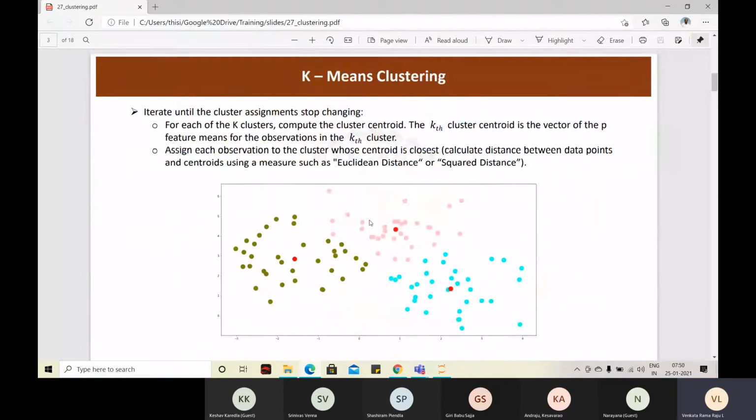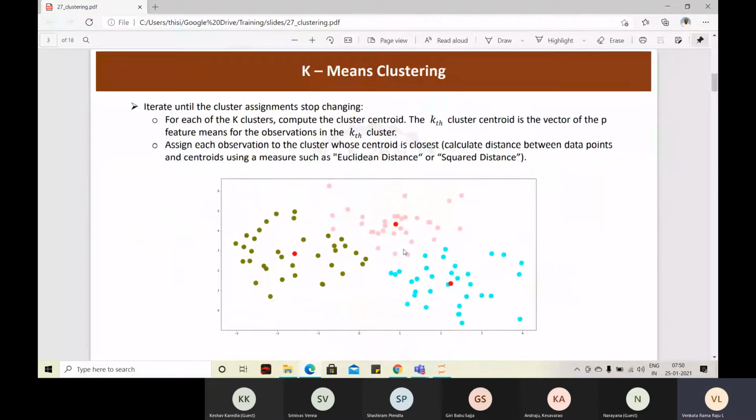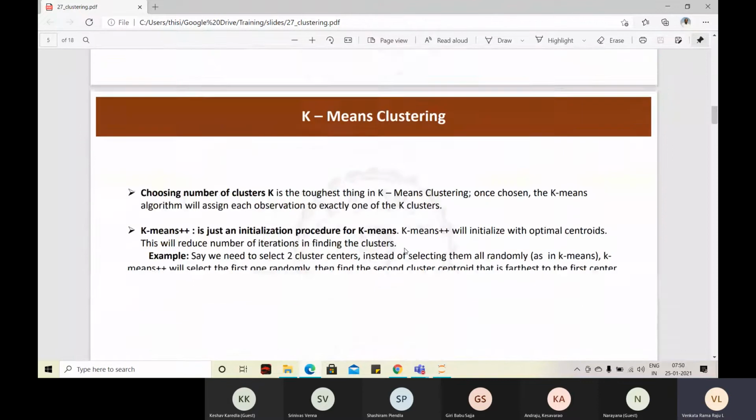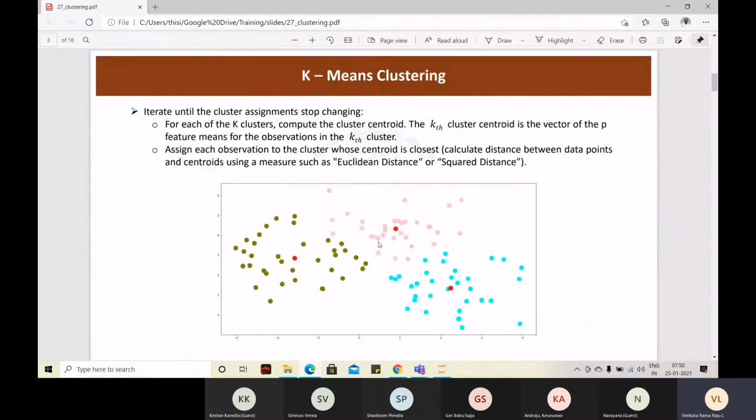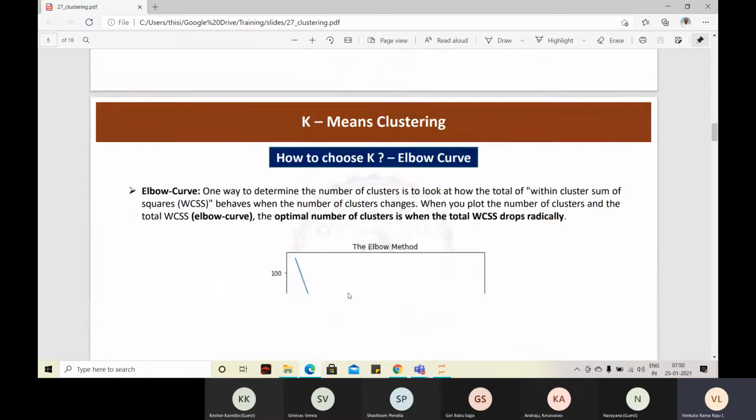Beyond 3 clusters, even if you make more clusters, the error reduction, the WCSS reduction, is not going to be that much. That means even with more groups, the grouping may not be that useful beyond this point. That's the meaning of the elbow curve.